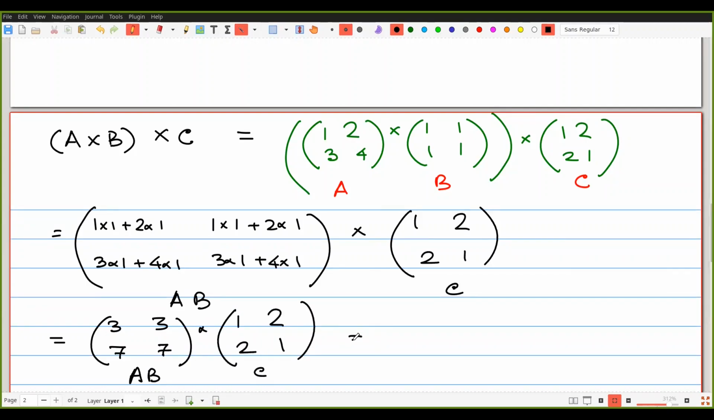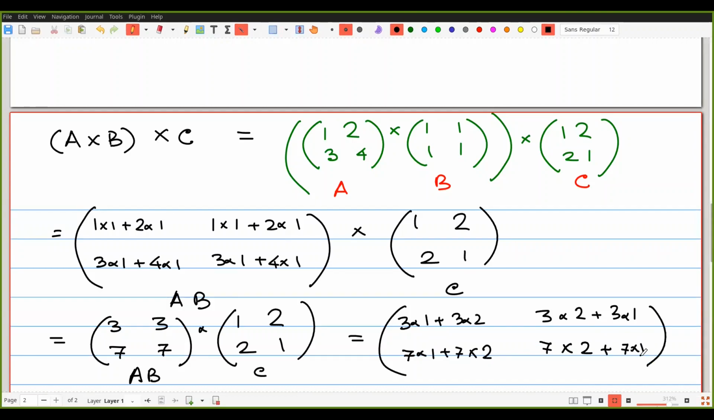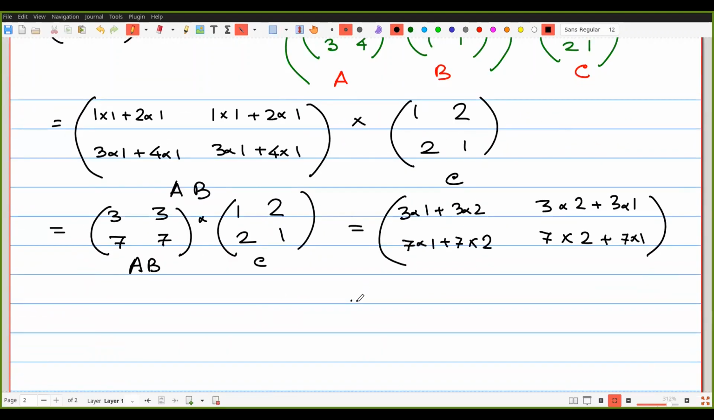Now [3, 3; 7, 7] cross [1, 2; 2, 1]. That means 3 cross 1 plus 3 cross 2, 3 cross 2 plus 3 cross 1, 7 cross 1 plus 7 cross 2, and 7 cross 2 plus 7 cross 1. What is the result here? We are getting 6 plus 3, that is 9. That one is 9. That one is 21, and that one is 21. So that is the result of A cross B at first, then C.